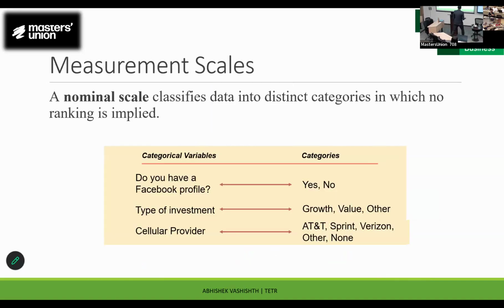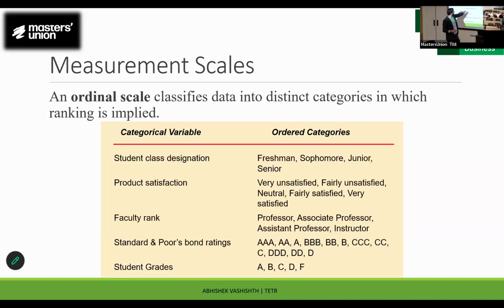I want you to very quickly look at a few of these, and tell me whether it is nominal or ordinal. Yes or no? Do you have an account on any? Is it nominal or ordinal? Nominal. Types of investments, nominal or ordinal? Nominal. There's no rank order in type of investment. You might like something, might not like something. Something might have what opportunity, what not is something else, but then there's no rank order there. The companies that are providing you services, nominal.